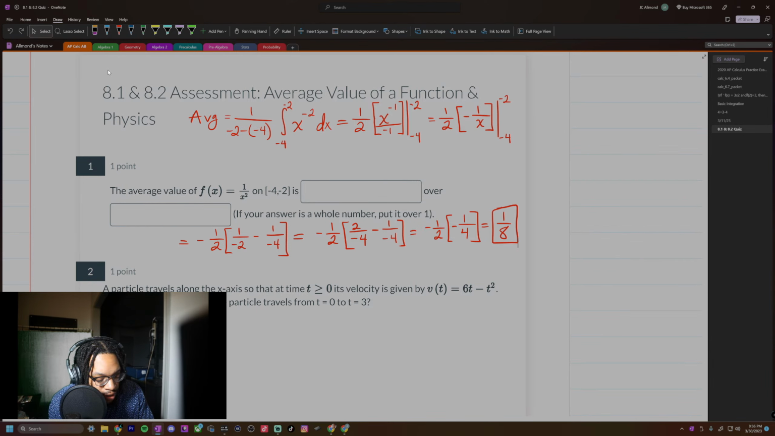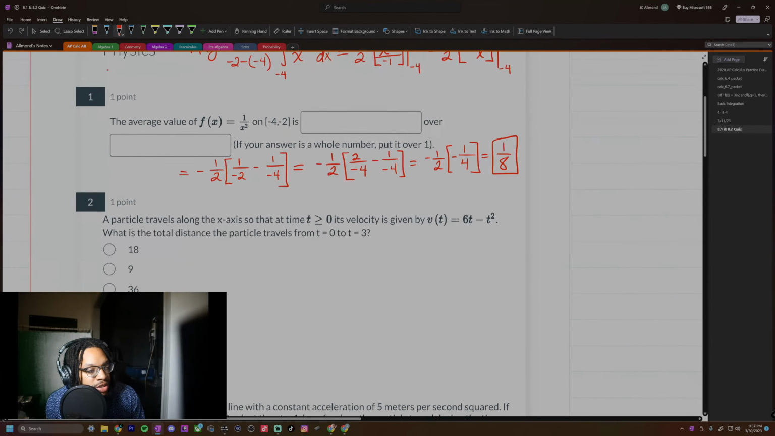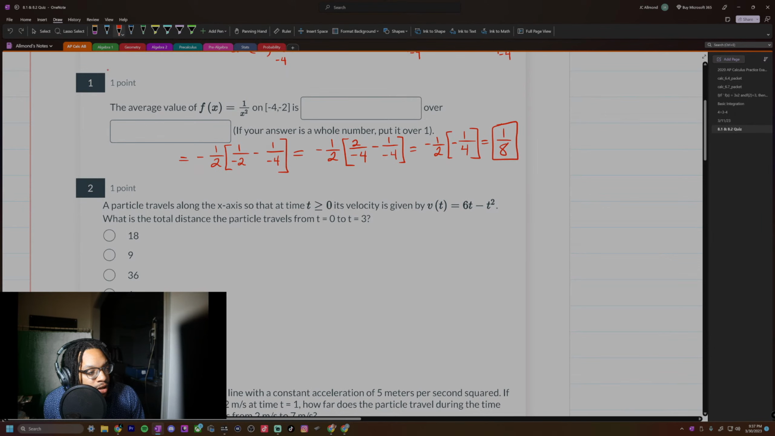So first what we're gonna do is from velocity we can figure out position. So my position, I'll call it x of t.